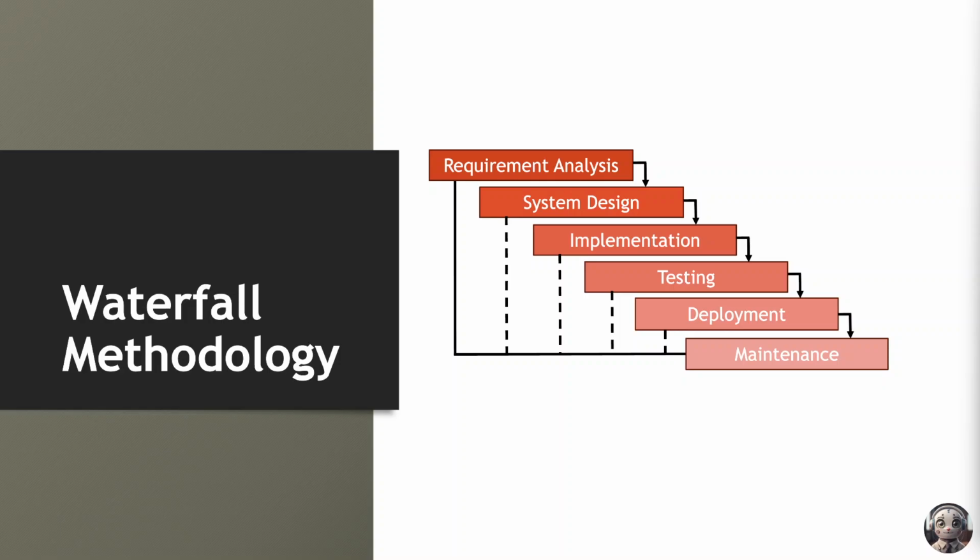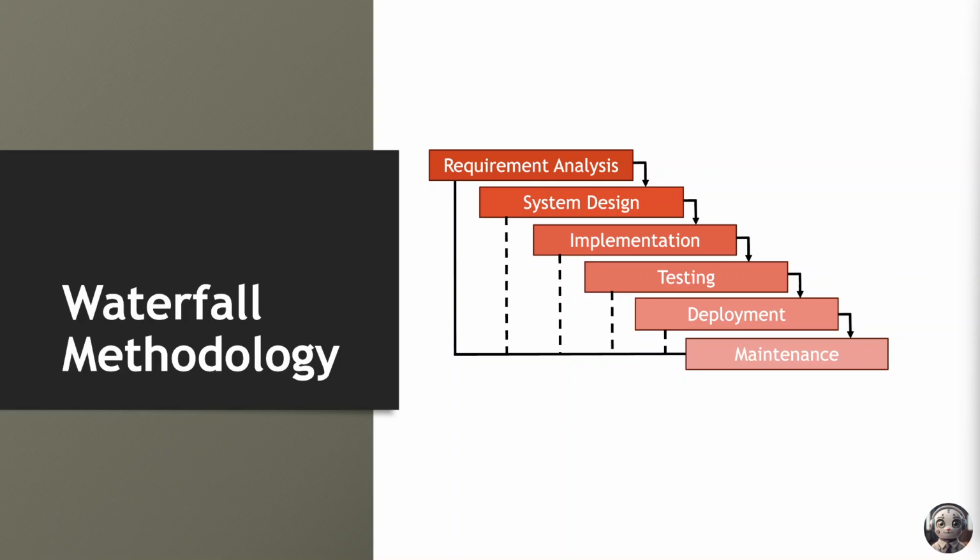Once the requirements are established, the project moves into the system design phase, where the overall architecture and technical specifications are outlined in detail. This phase sets the foundation for the subsequent stages of development. Implementation. The third phase involves the actual coding and construction of the software according to the design specifications. Development teams work methodically to translate the requirements and design into functional code, adhering strictly to the predetermined plan.